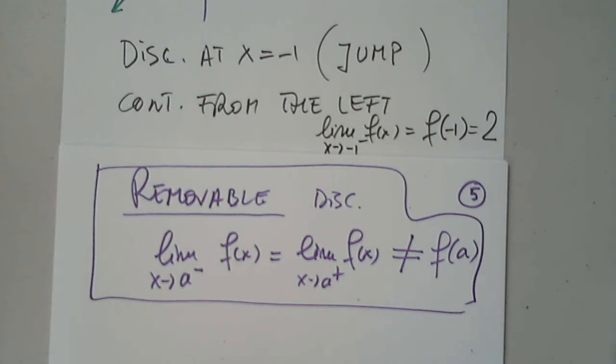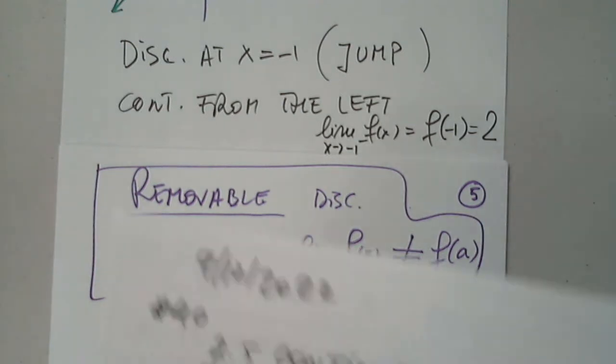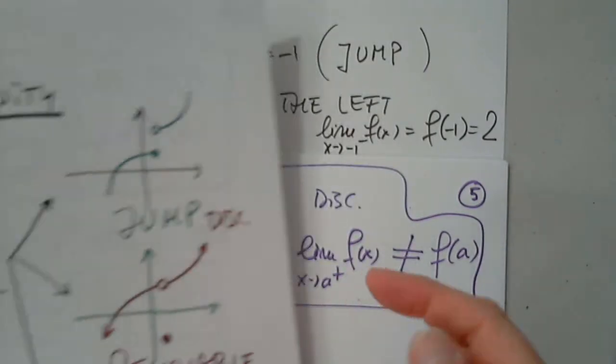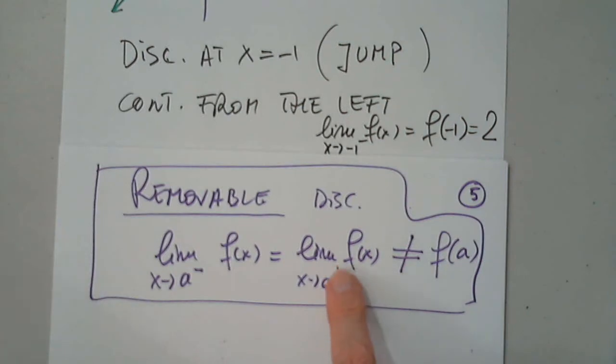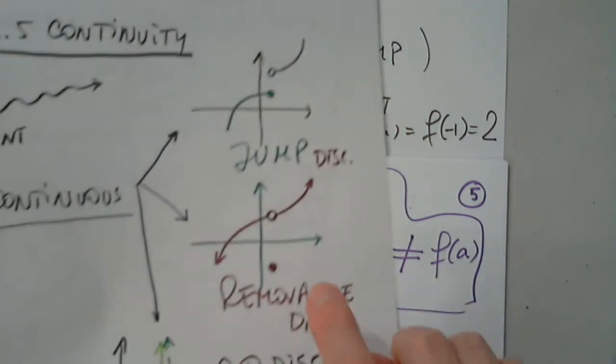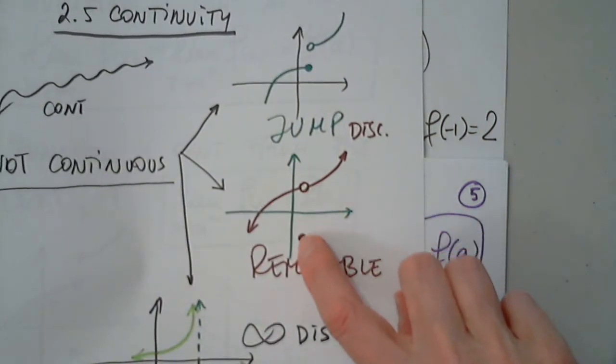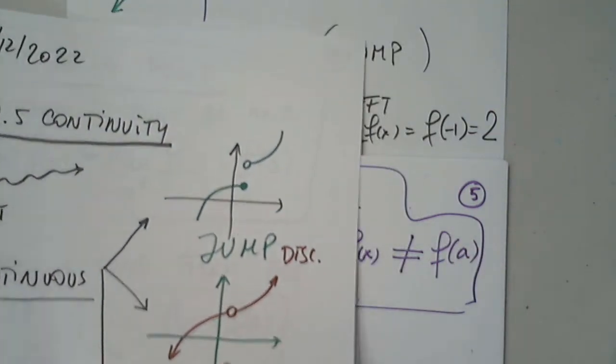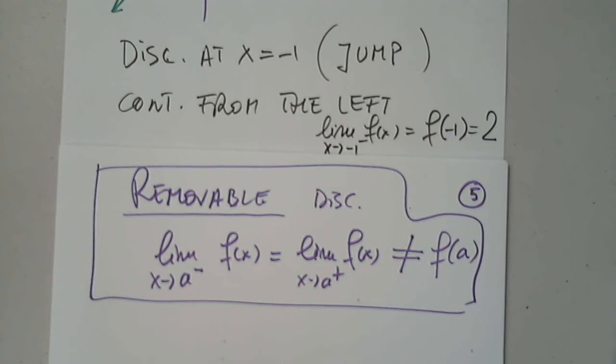So back to the graph. Again, the limit from the left equals the limit from the right, but does not equal the function value. Or the function is not even defined there. One or the other. Good, that was a good pick.